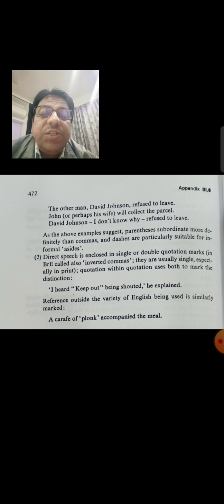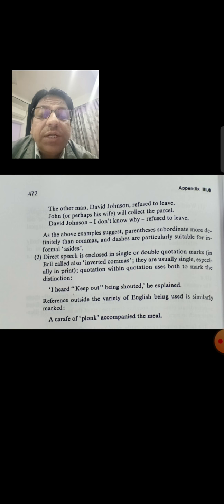The third case is using the dashes. David Johnson, and this is unrelated matter. David Johnson dash, I don't know why, dash, refused to leave. So this is another form of parenthesis. So all these three forms are types of parenthesis. The first is using two commas. The second is using two brackets. And the third is using two dashes.